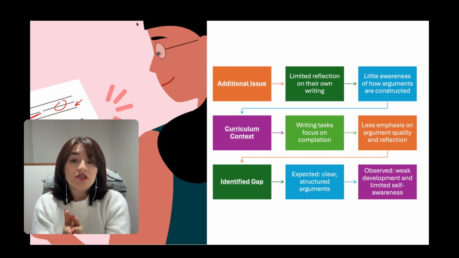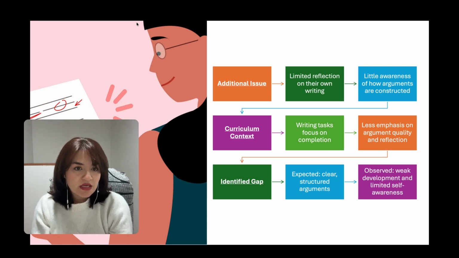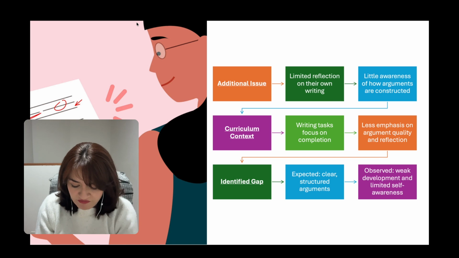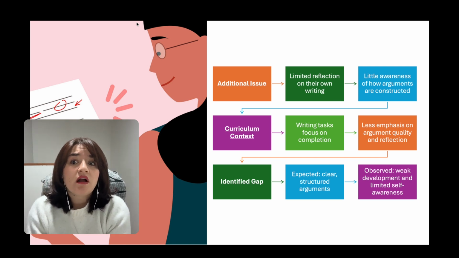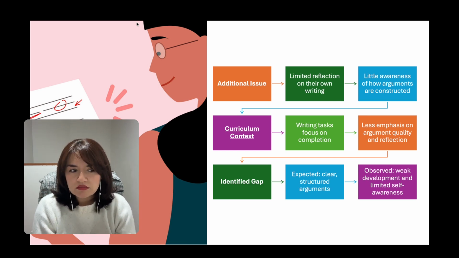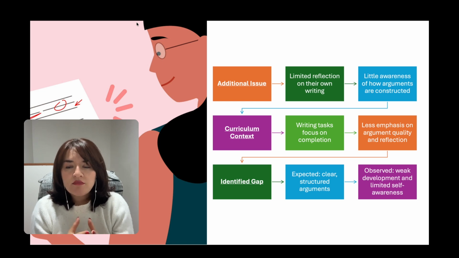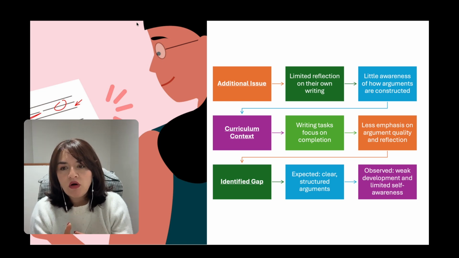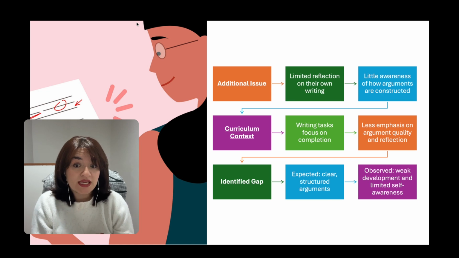Apart from that, students have limited reflection on their own writing. I mean, they write, time is a constraint, they are really worried about finishing on time and delivering, and there is little awareness of how arguments are constructed, yes? That's based on the curriculum, because the curriculum is asking them to write, to finish texts, but it's not giving any kind of emphasis to the argument quality or even the reflection after writing, yes?